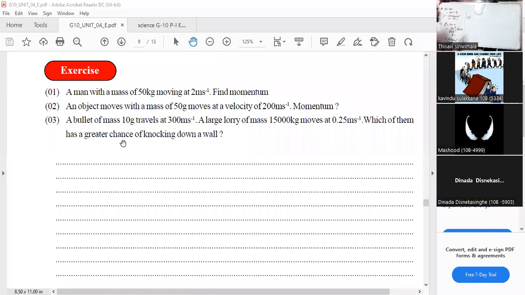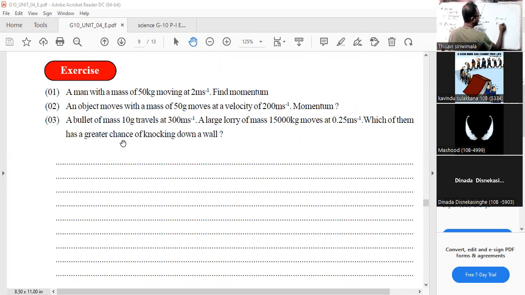So we have to calculate P equals mv two times. Mass of the bullet 10 grams, divided by 1000, multiplied by 300 ms minus 1. The zeros cancel, and the answer is 3 kg ms minus 1.